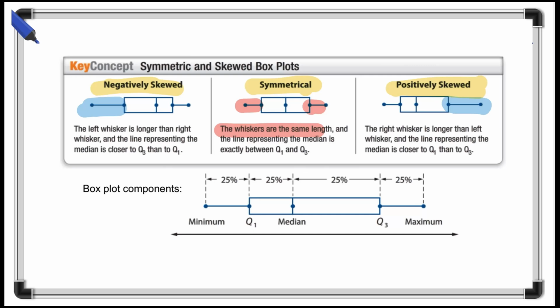Now with your box plot components, again, we are looking at this box plot, also called a box and whisker plot, and we're looking at quartiles. We're looking at quarters of our data. So we're going to have a minimum, a Q1, a median, a Q3, and a maximum. So the Q3 and Q1 is where we get that IQR from. And every little piece of this box plot is going to represent quarters of our data.